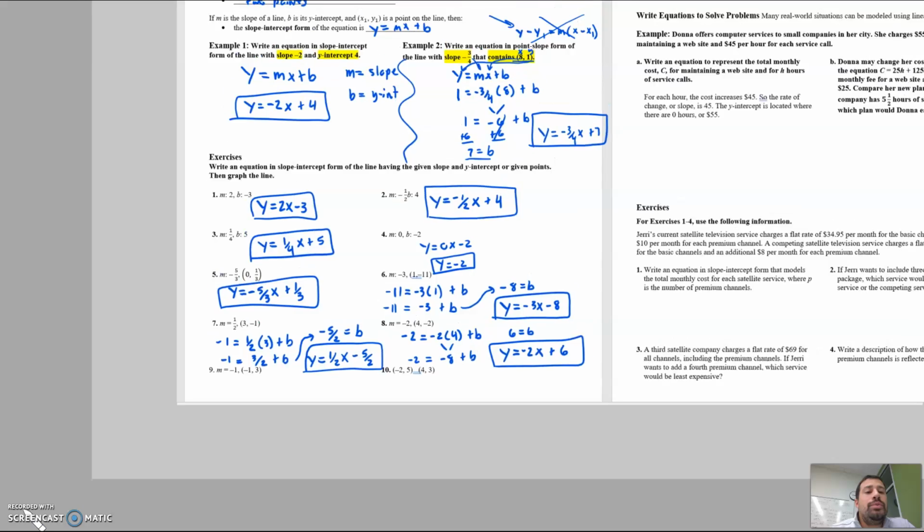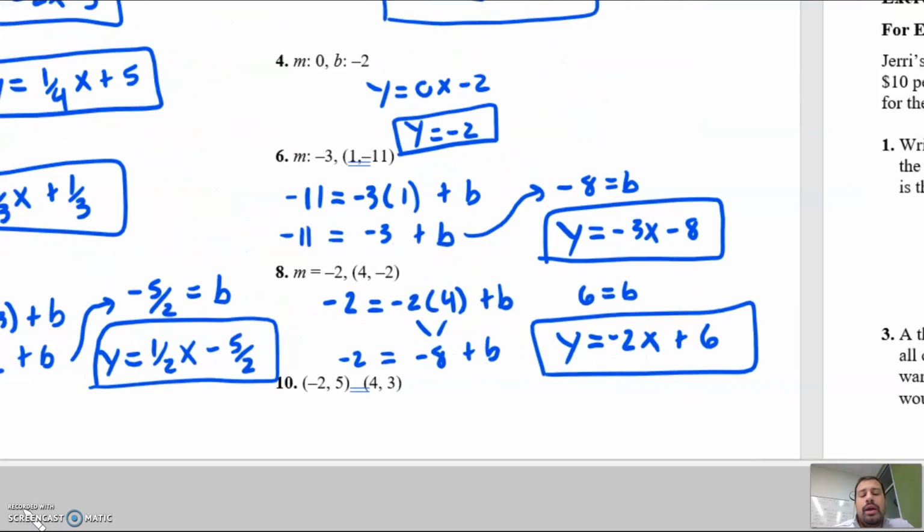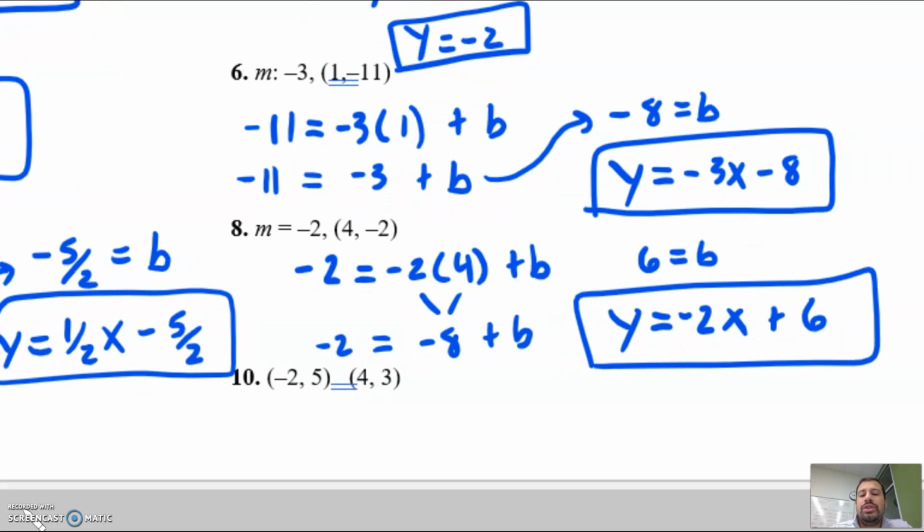And now we need to do number 10, and then you're going to have 11 and 12 to do on the back. So number 10 is a little different because I don't have the slope. But in the last lesson, we learned that we can find the slope of 2 points by finding the change in the y's over the change in the x's, right? So let's find the slope first and then see what's next.